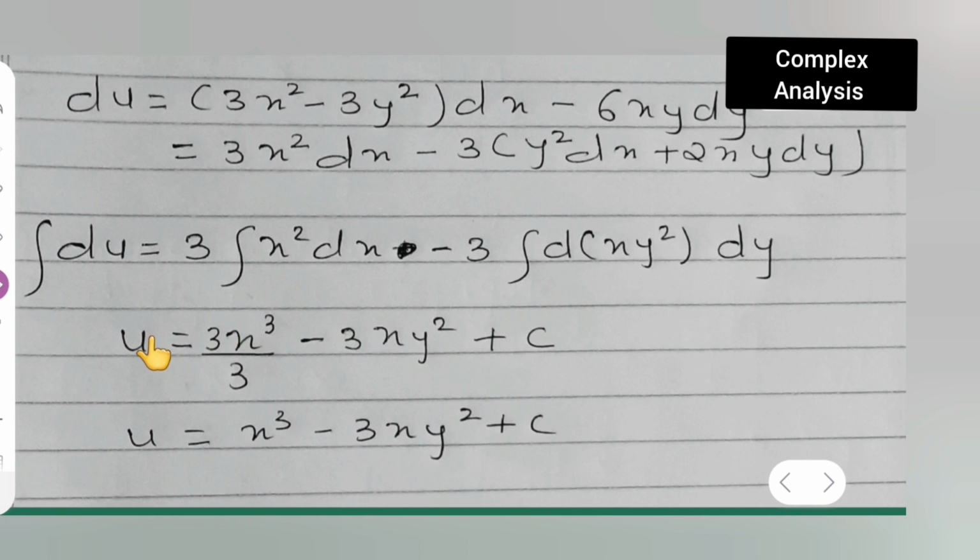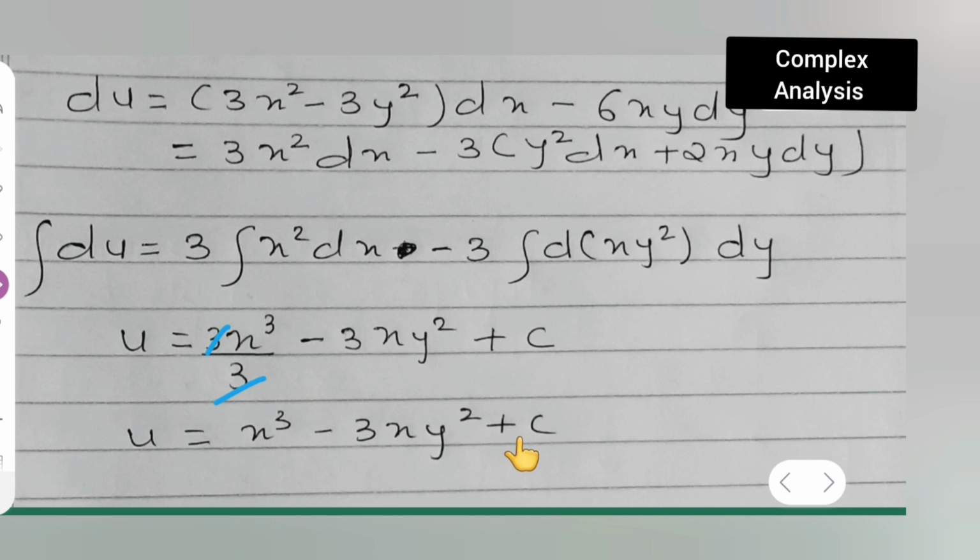So now, on integrating this, we get u is equal to 3x squared, 3x cubed upon 3. So 3, write it as it is. What is the integration of x squared? x cubed upon 3. So here this 3 term will get cancelled. Then minus 3xy squared plus c will remain over here. So now write down u is equal to x cubed minus 3xy squared plus c.